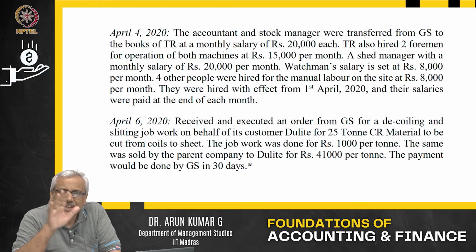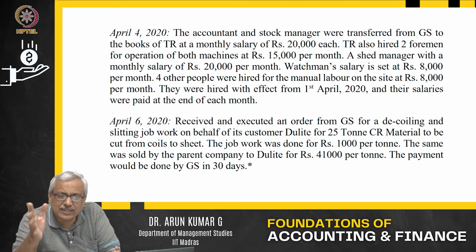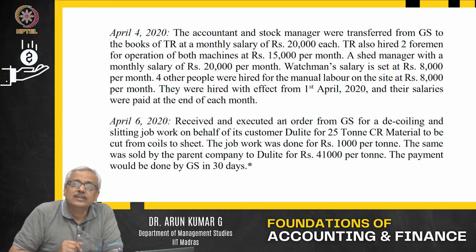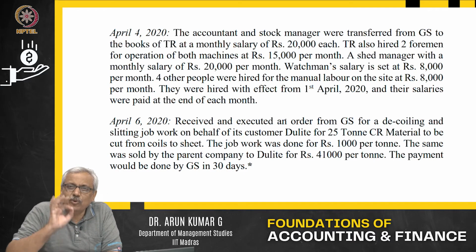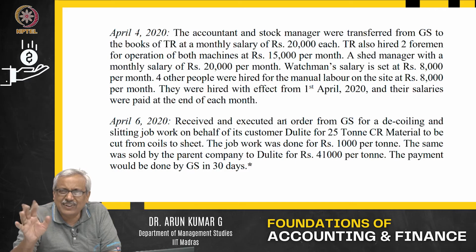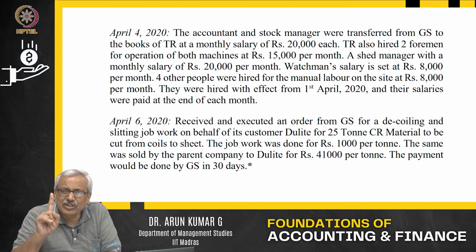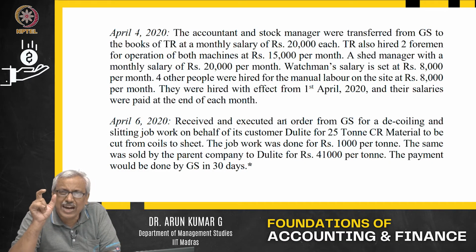Now what has happened? You have received a job order and you have executed that order on the 6th of April. Job work. Executed means you have done the job and delivered the job. That means there is a revenue that has accrued. Sir, he has not paid. GS will pay 30 days later, no problem. That is where I use the word accrued.